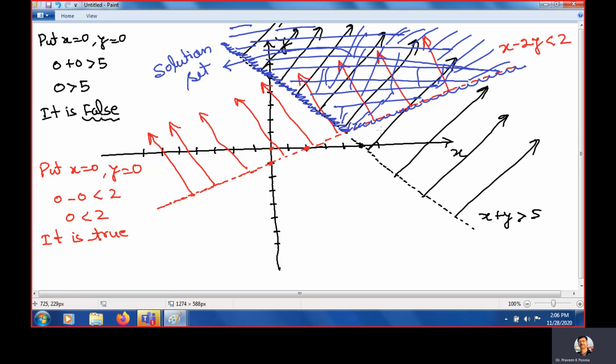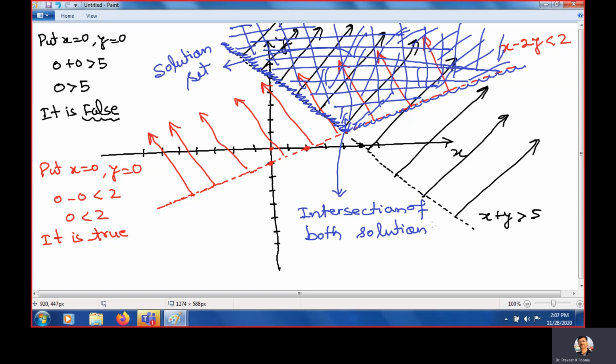Red is the solution set for equation 2. Black is the solution set for equation 1. But this blue is the solution set for both the equations. That means this region satisfies both the equations. Hope you understand how we are finding the solution of both the equations. Clear? You can say this is the intersection of both solutions. So this is how we are solving linear inequalities in two variables.